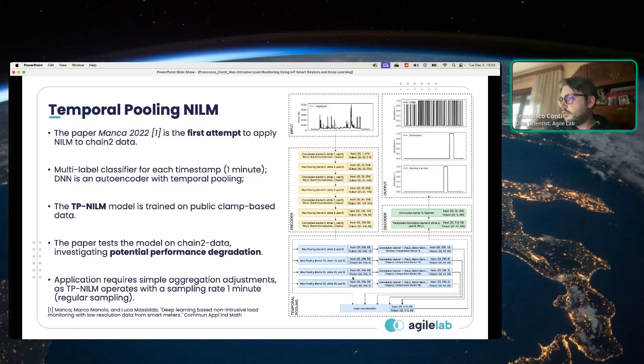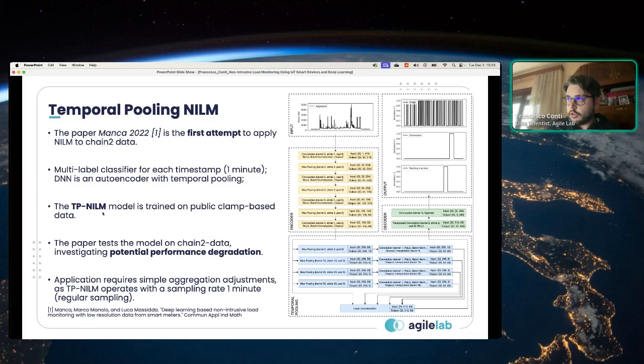This is the architecture, based on convolutional layers, but it's not important. What is important is that this network works with a sampling rate of 1 minute. That means that the input data has a sampling rate of 1 minute.